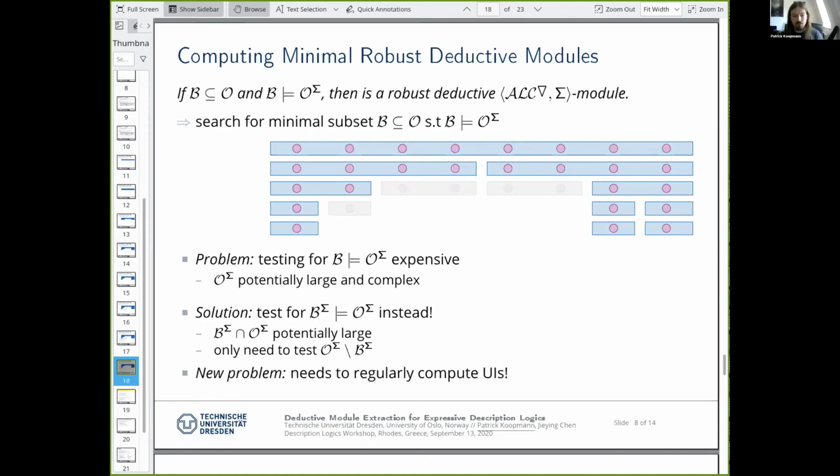Of course, there's now a new problem. Instead of iteratively testing for entailment, we now have to iteratively compute interpolants, and this is actually a more expensive operation. So at first sight, this doesn't look like a good solution.